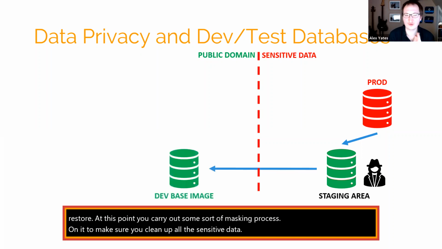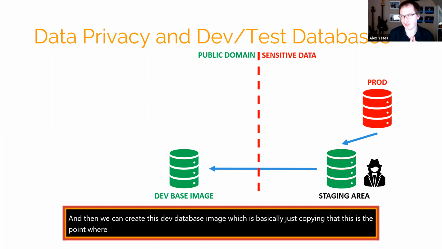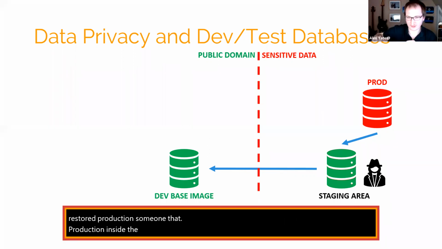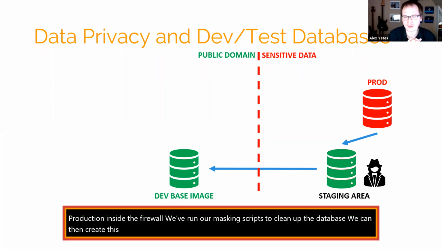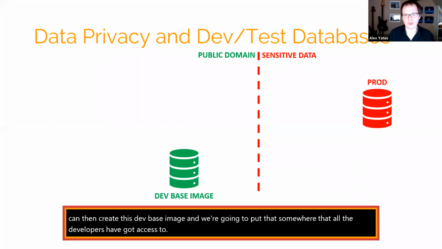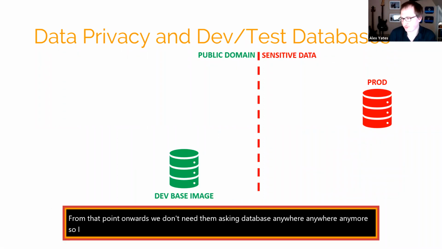And then we can create this dev database image, which is basically just copying that. This is the point where we actually create the image that Sander was talking about. So we've restored production, somewhere on the production side of the firewall. We've run our masking scripts to clean up the database. We can then create this dev base image, and we're going to put that somewhere that all the developers have got access to. From that point onwards, we don't need the masking database anymore, so that can die. We'll just kill that one, and we'll spin up a new one when we need it.